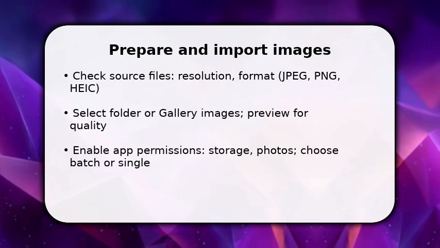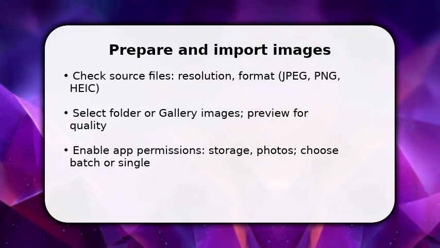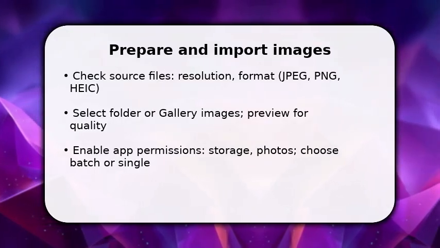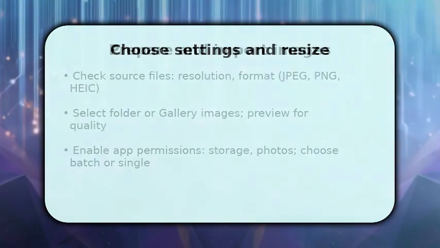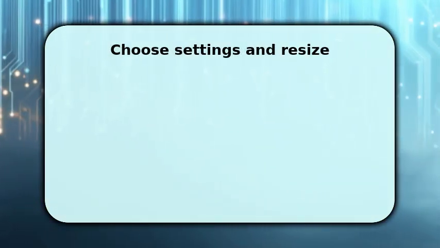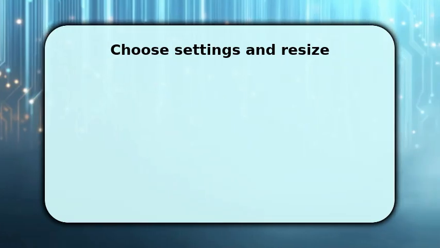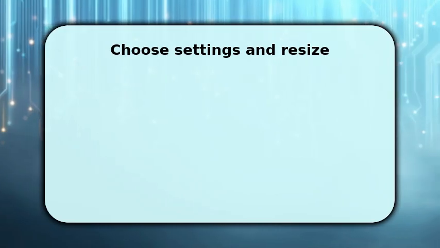You're doing this now to avoid interruptions and to set expectations for final size and quality before you change any settings. Now you pick the resize and compression parameters. You can set an absolute width and height or a percent scale. Choose one depending on your output needs. Then adjust the compression quality. Lower reduces file size but affects detail, while higher preserves clarity.